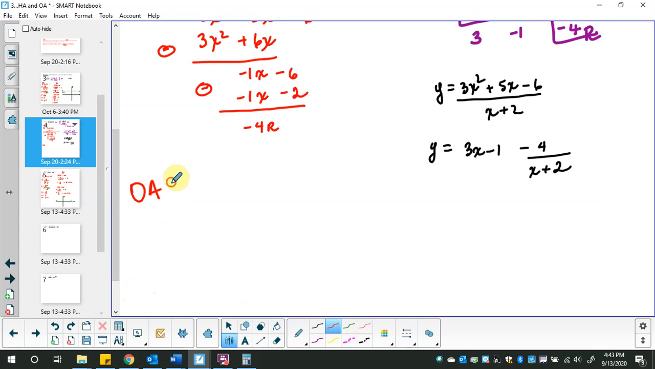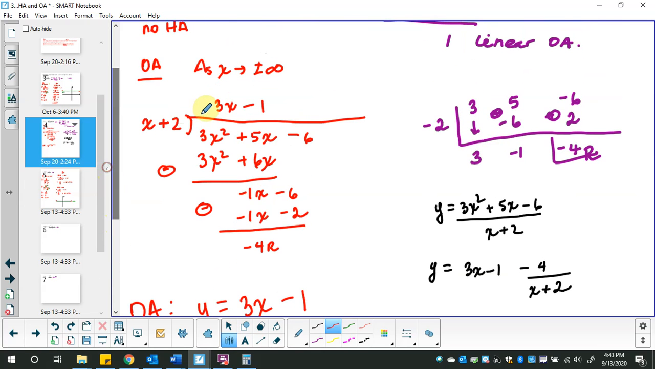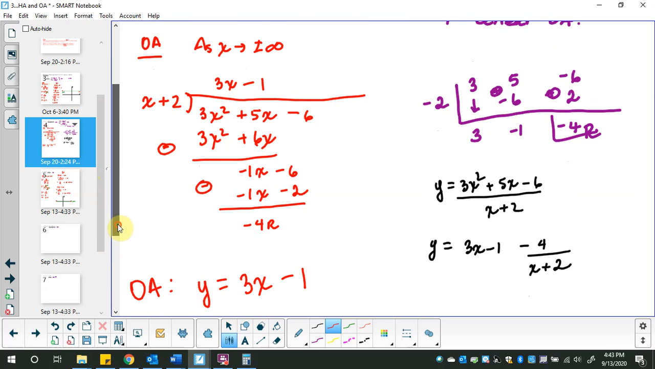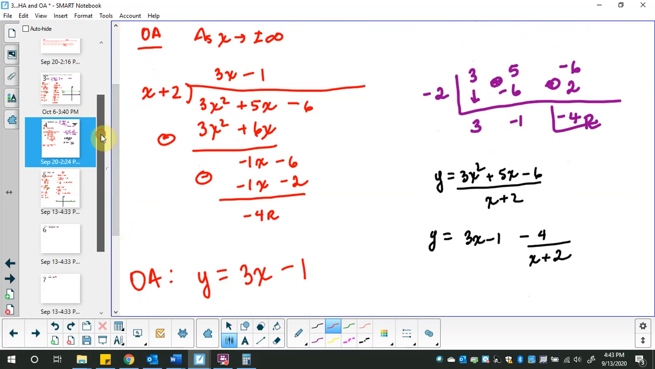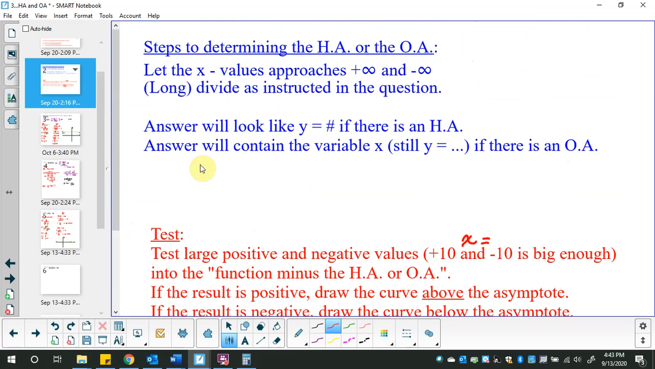Oblique asymptote is the y equals 3x minus 1 part of it. So it is the non-fraction, it's the quotient, that's why you pulled off either one of these. So that's your oblique asymptote. The test is going to be the same, but more complicated, meaning that we are going to take large values, positive 10 and negative 10, and we are going to put it into the function minus, in this case, the oblique asymptote. Now that looks a little bit fancier.